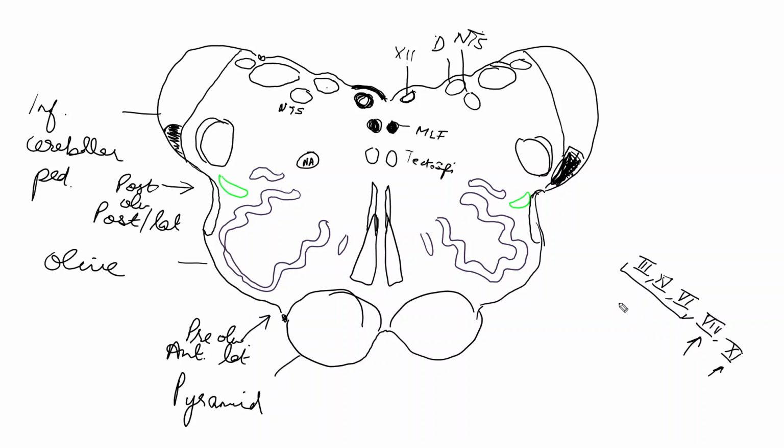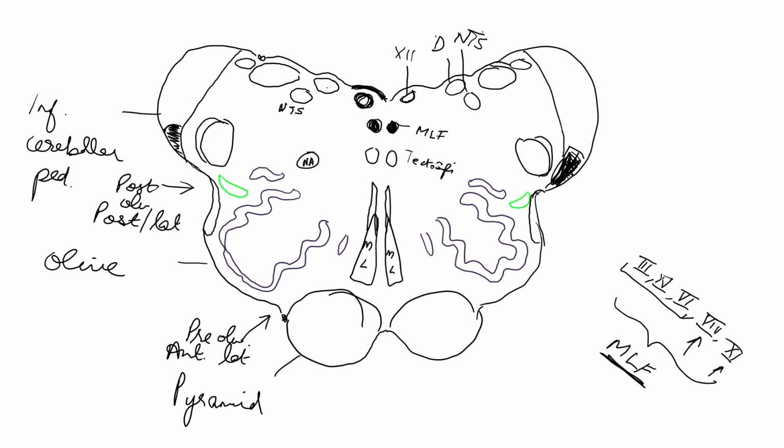So all nuclei of all these cranial nerves are connected by the medial longitudinal fasciculus, which is present here. Immediately in front of it is the tectospinal tract, and in front of that there is the medial lemniscus. This is the medial lemniscus, which was formed by the sensory decussation.